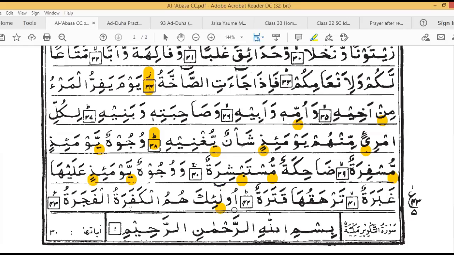So let's start with this verse over here. Nice and deep breath. أولئك هم الكفرة الفجرة. أولئك هم الكفرة الفجرة.